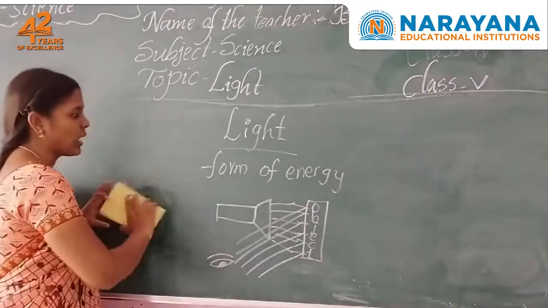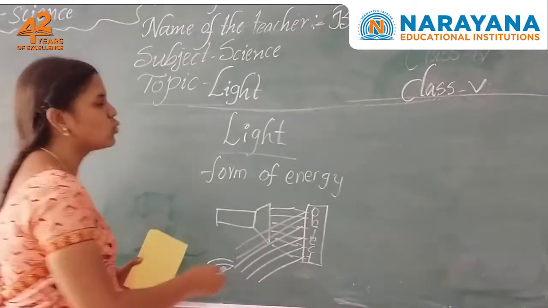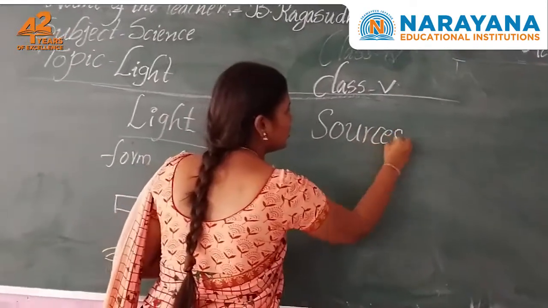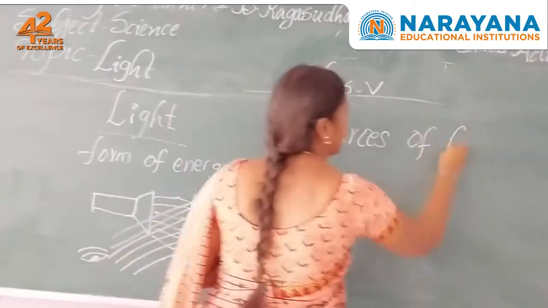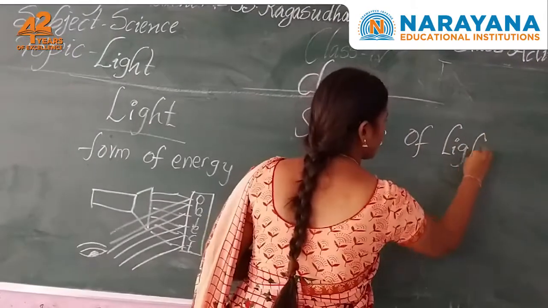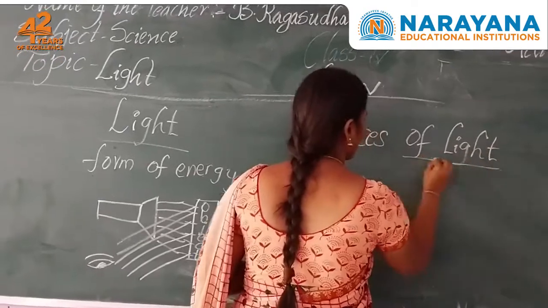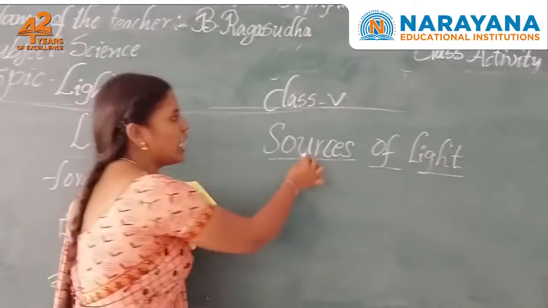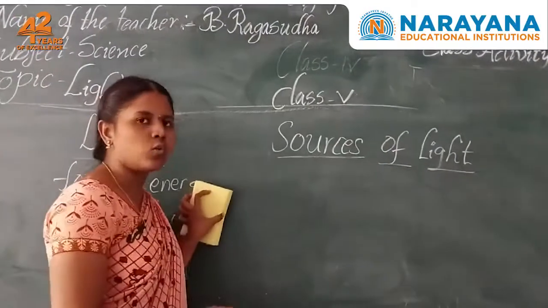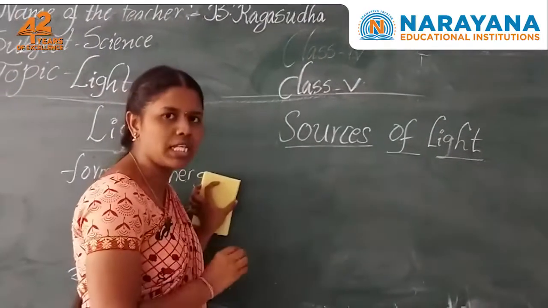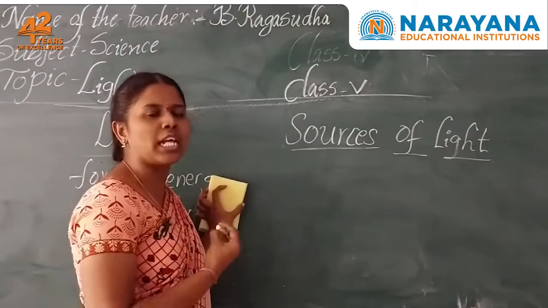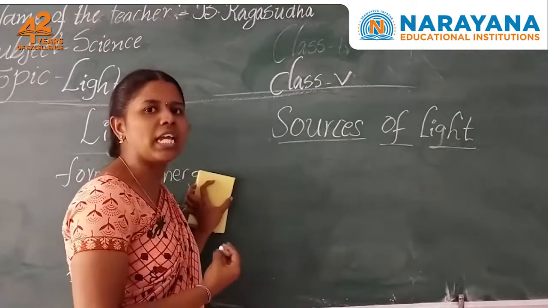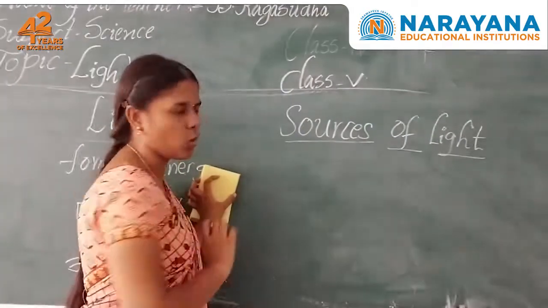Next, we are going to discuss what are the sources of light. What is meant by a source? Here we are talking about light. A source means the place where we are getting the light from. The light where we are getting from is called the source.